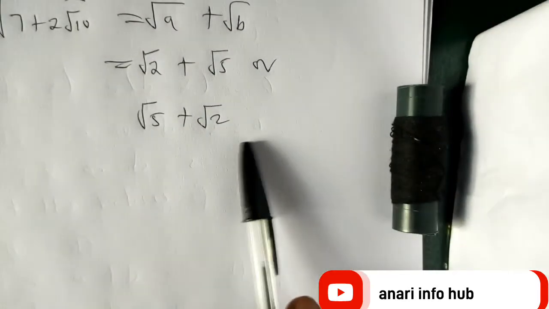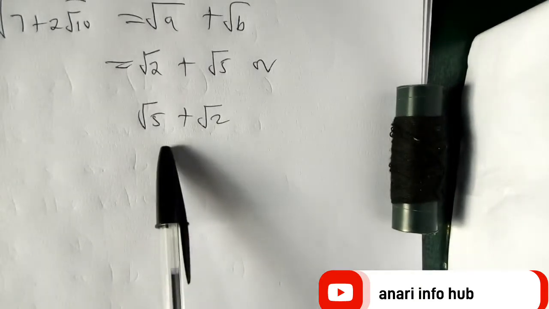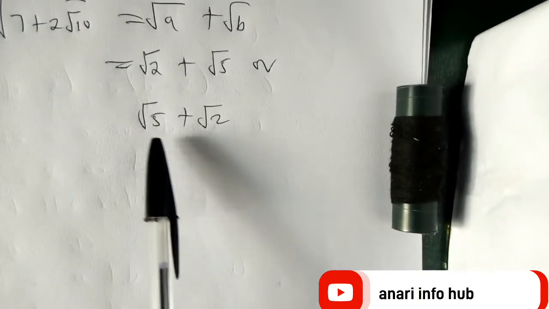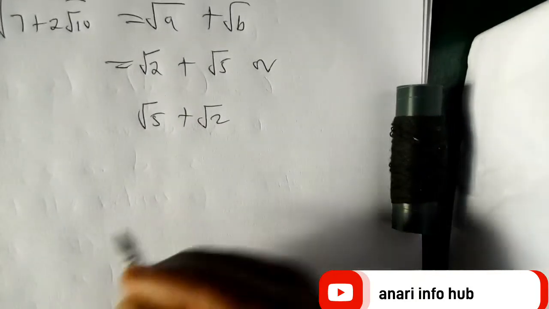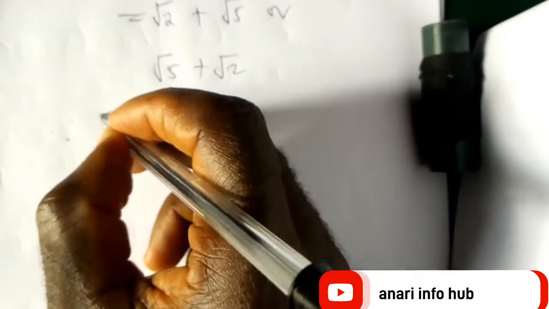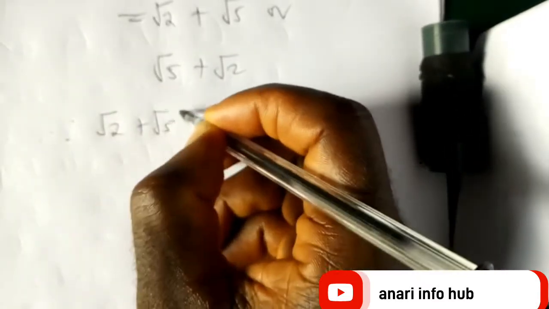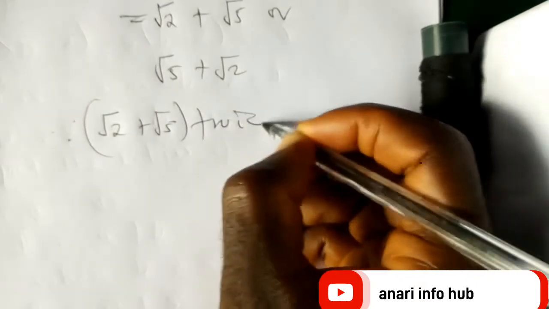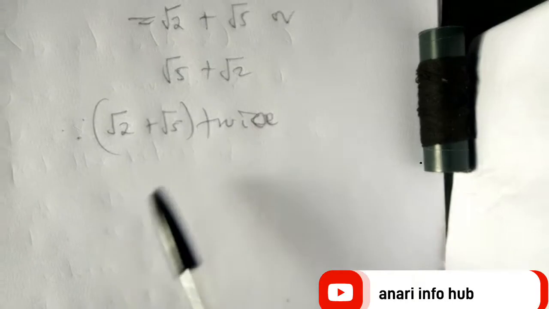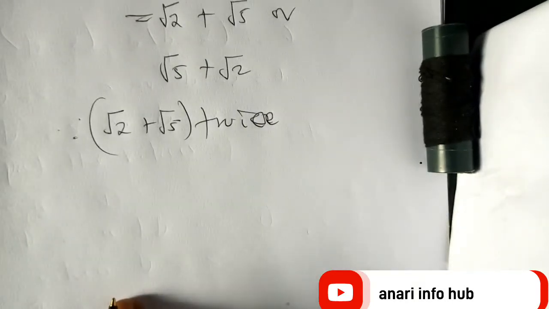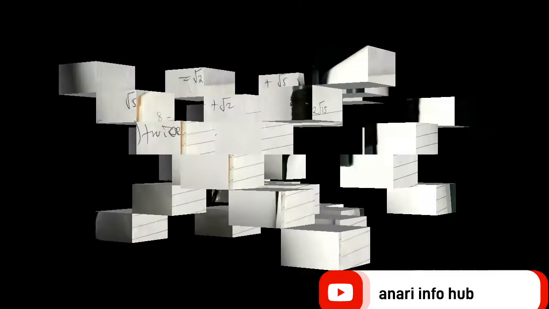Since we know that addition is commutative, this and this are the same thing. Therefore our solution is root 2 plus root 5, because addition is commutative. Okay, then over to the next question.